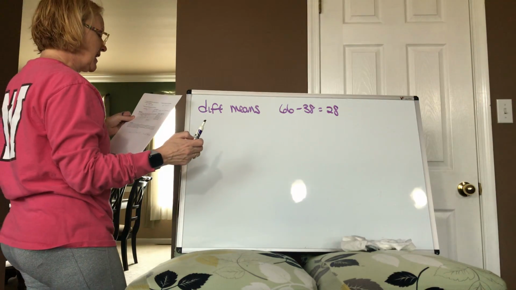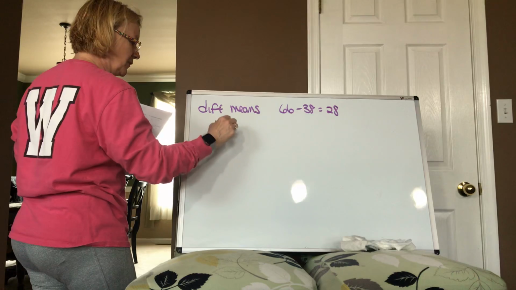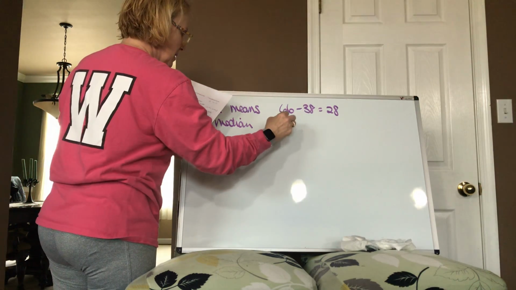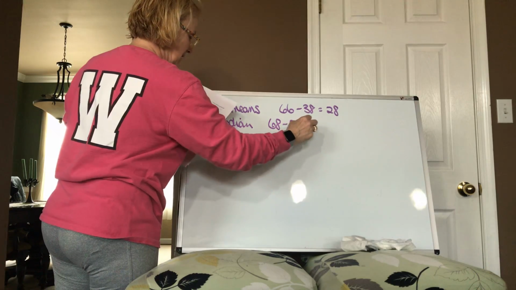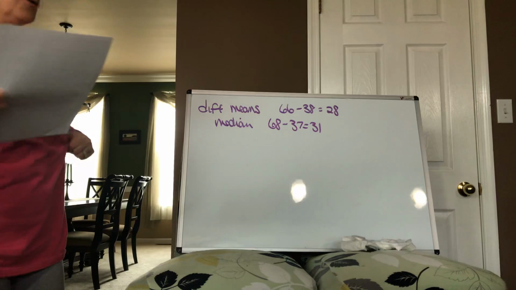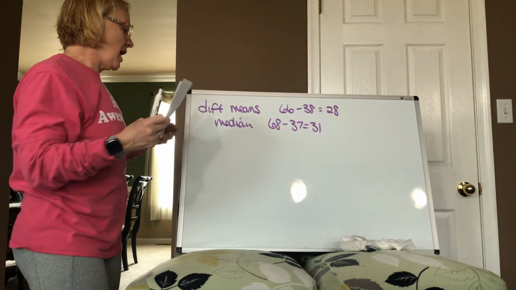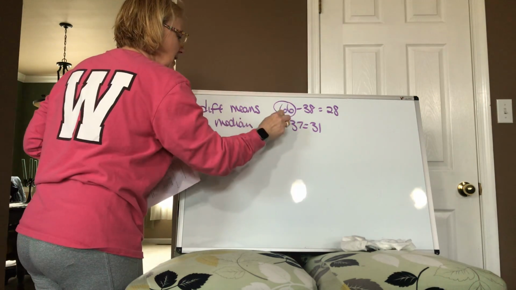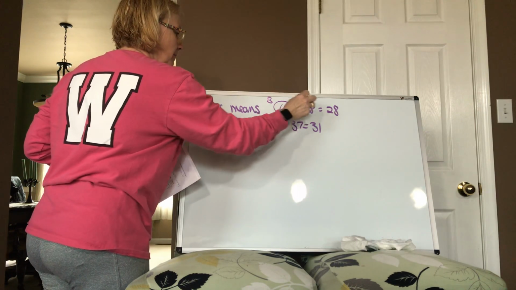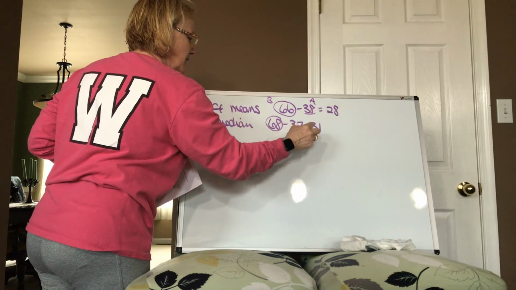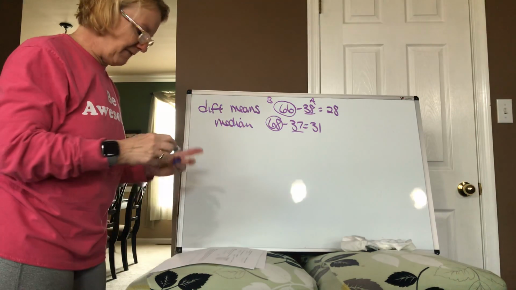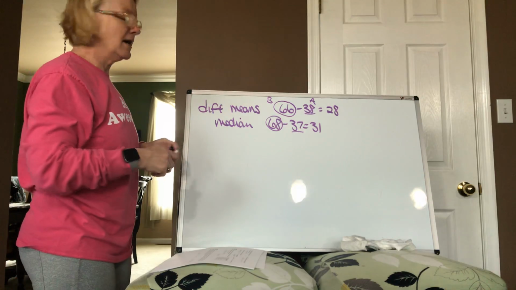Is there a difference in median? Well, the difference in median, company B is 68 minus company A is 37. You end up getting 31. What can you conclude about these two companies? Well, if you take a look at the mean and the median of company B, and the mean and the median of company A, company B is significantly older than company A.